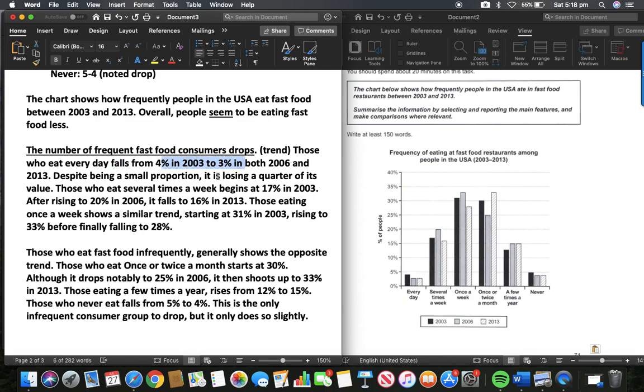Now you're probably going, oh, shouldn't you say falls slightly? Well, here I've noted something interesting. Despite being a small proportion, it is losing a quarter of its value. So just keep that in mind. That is a lot. If this was 100 people in 2003, it's now 75 people. That is a big drop. Remember, 25 to 24% is not that big a deal, but 4% to 3%, that's much more noticeable.